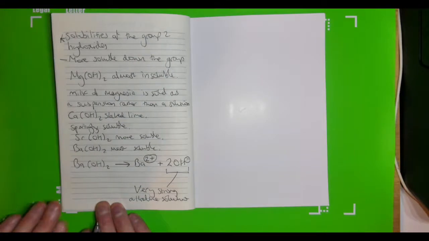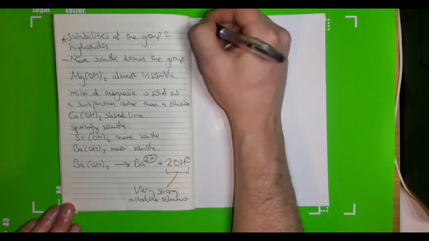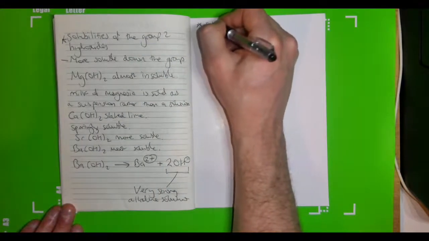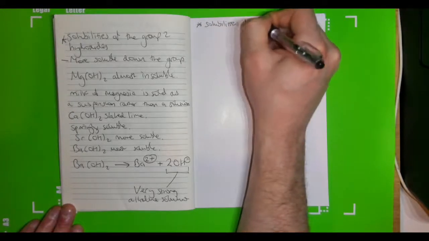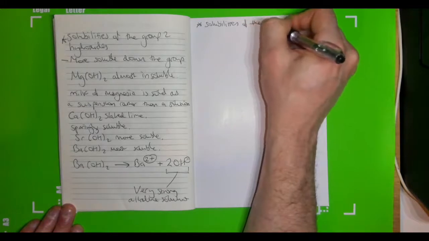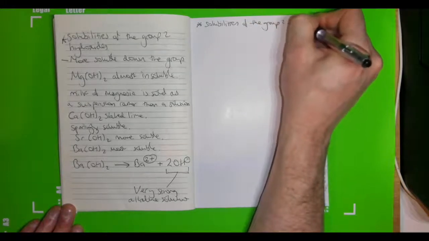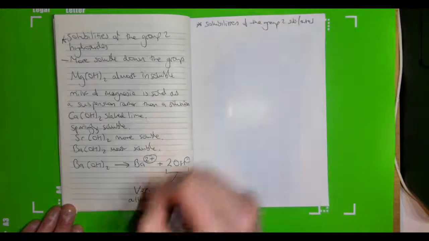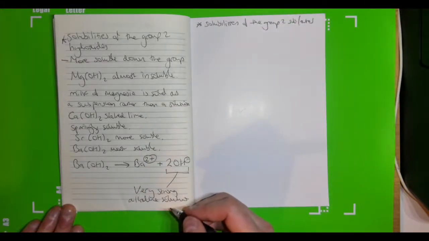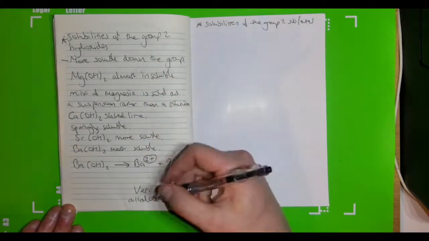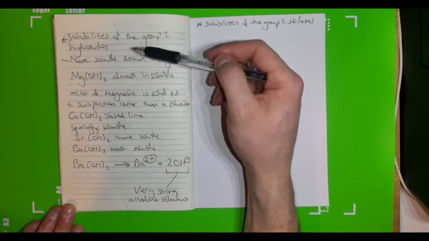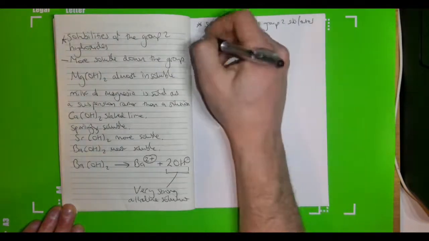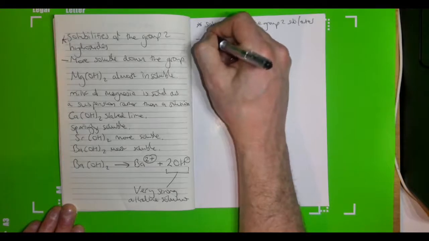Then we've got the sulfates. So we're going to look at the solubility of the sulfates of group 2. Now the solubility of the sulfates of group 2, it's exactly the opposite. It's exactly the opposite trend. So whereas the solubility of the hydroxides got more soluble as you go down the group, the sulfates get less soluble as you go down the group.